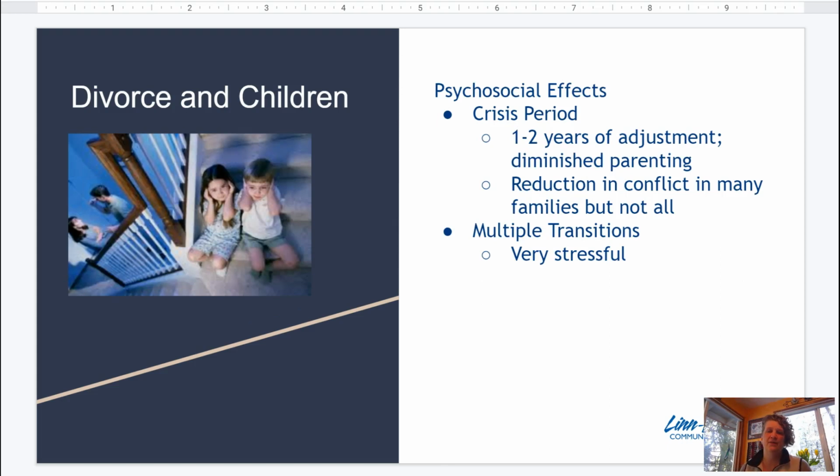Okay, so then the other part, of course, is the psychosocial effects on children. The research on this is super complicated, and we could spend many class periods digging in really deep and looking at multiple studies. And those of you that are studying HDFS may well do that in some of your other classes. But here, again, we're looking at the bigger trends. How are most children affected? So in general, there tends to be what's called a crisis period. So for almost all children who go through divorce, 1 to 2 years where there's a lot of transitions.